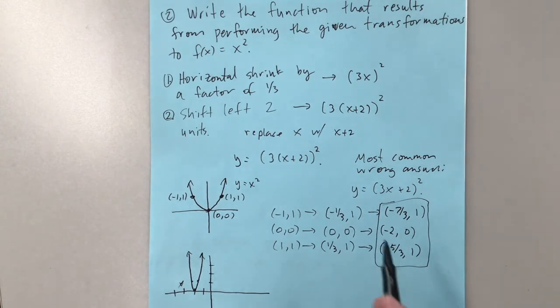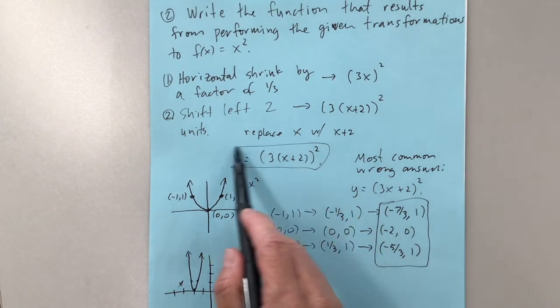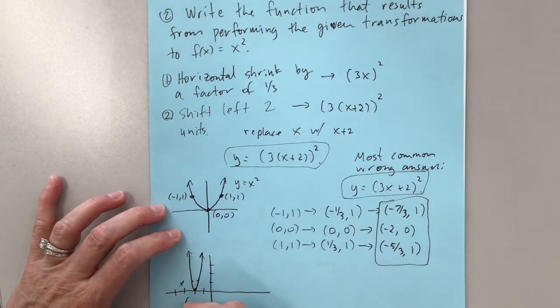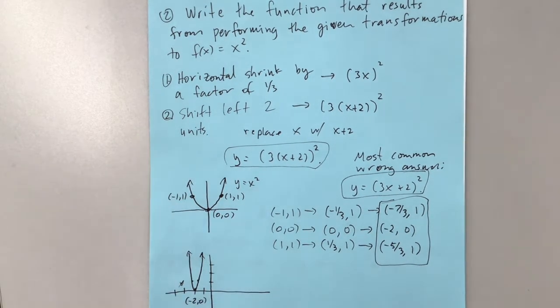So the question is, is this the accurate function? Or is this the accurate function? Why don't you put both of those into vertex form and see which one has the correct vertex of negative 2, 0. Okay, press pause while you work on putting those both into vertex form.